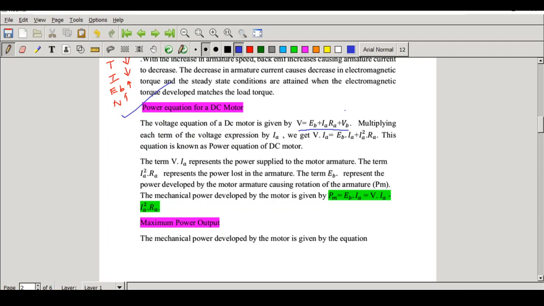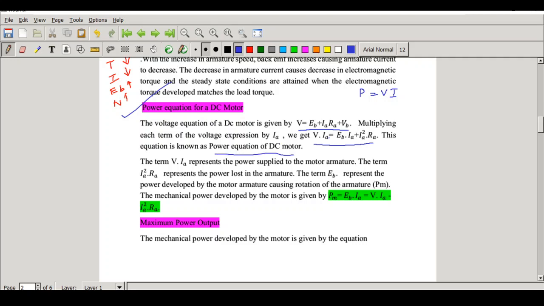Now if you know the voltage equation, very easily you can write the expression for the power equation, because power is equal to V into I. So multiply both sides by current, and you will get V Ia = Eb Ia + Ia² Ra. Now this equation you call the power equation of a DC motor.